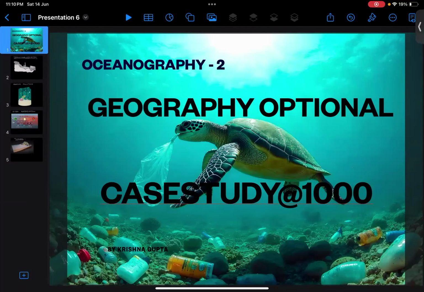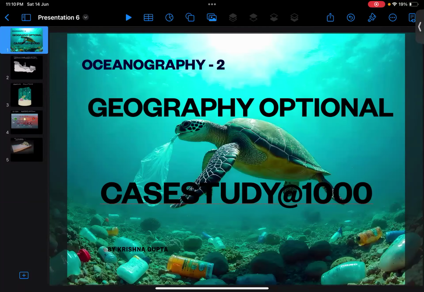I am Krishna Gupta. So this is a very important session with respect to Oceanography Part 2, which forms one of the parts of Paper 1, physical geography, in geography optional. Here we cover certain cases, certain events which have occurred recently, and certain new concepts which are quite important from the geography optional exam, covered under the Case Study 1 @ 1000 program.